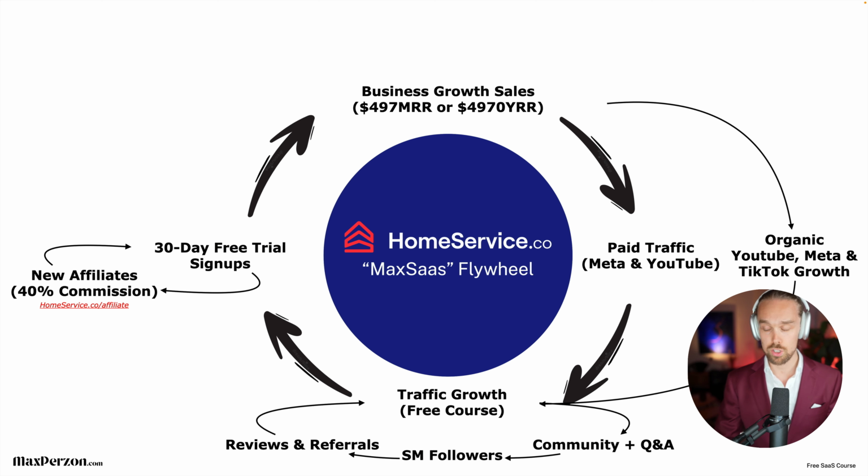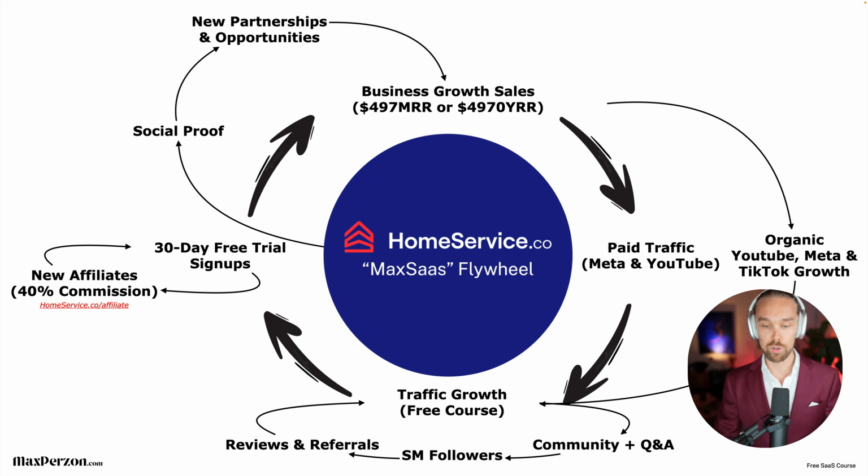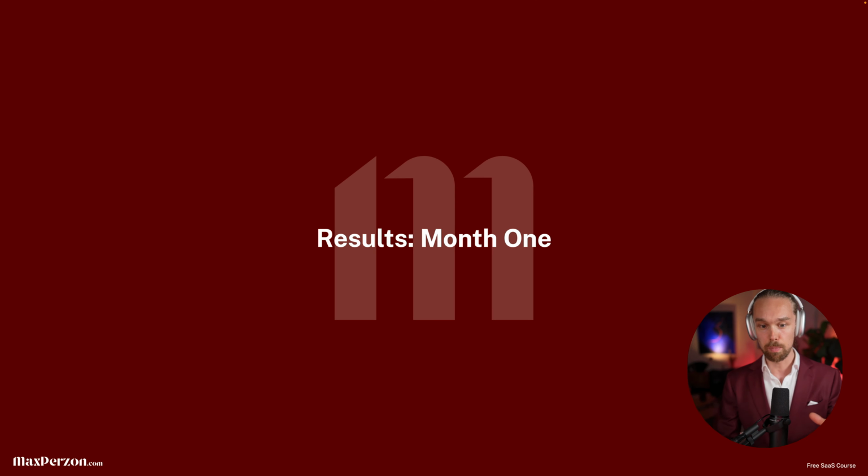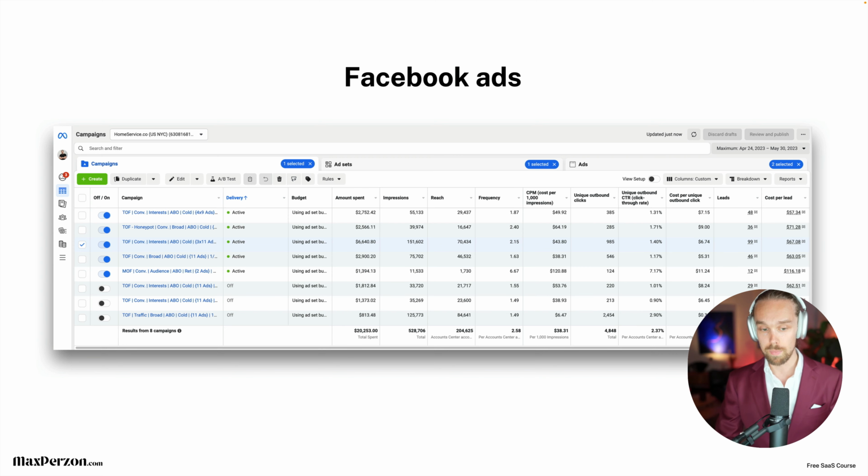We'll also reinvest some of this money into organic traffic, both YouTube, Meta, and TikTok growth. And then overall, once this flywheel grows, we will get more social proof, and we will also get new partnerships and new opportunities that will overall grow this flywheel as well. So this is the plan, all right? And we've been running this for 1 month. So here are the results.